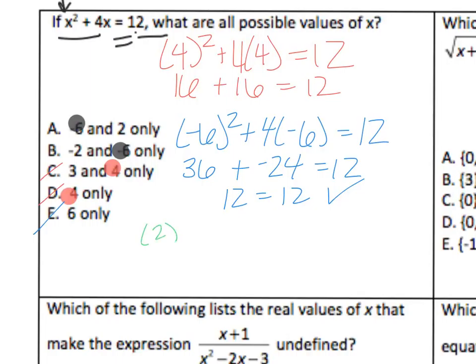So I've got 2 squared plus 4 times 2 equals 12. 4 plus 8 equals 12. Yep, 4 plus 8 does equal 12. So negative 6 and positive 2 work. So A is your answer.